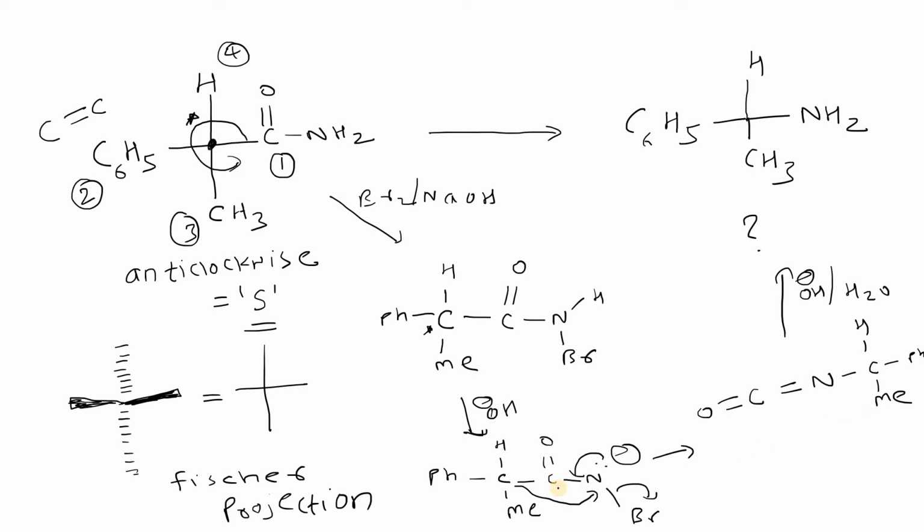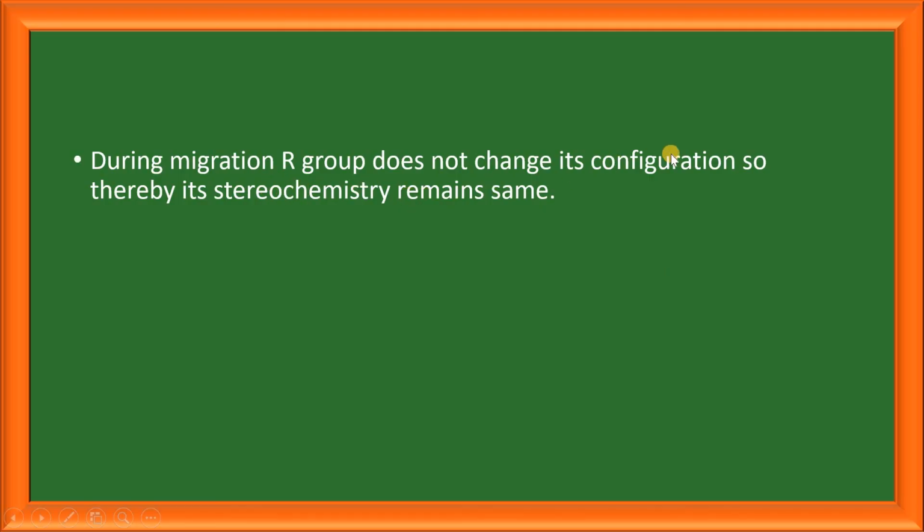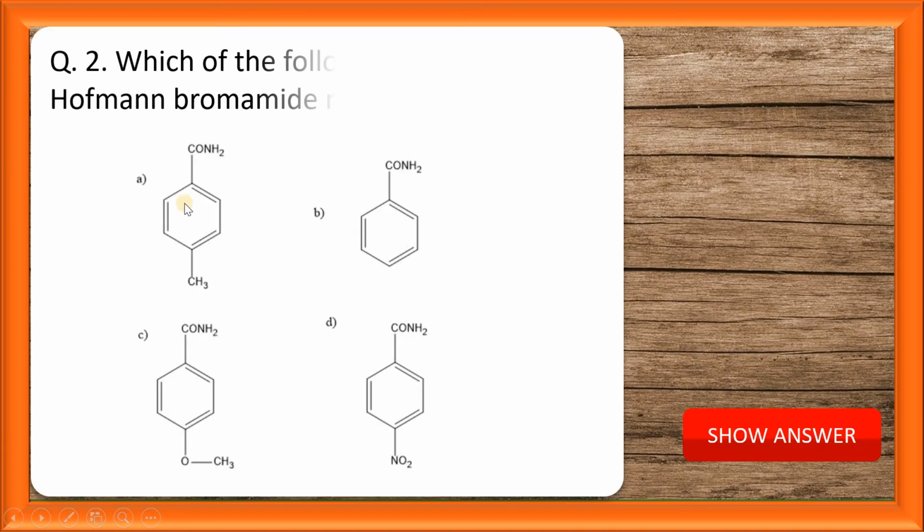So students, remember that this carbon has S configuration. Even when it moves, its configuration remains the same. Alkyl groups move with the same configuration, so its configuration will not change. So finally we get the S amine. That is a very, very important point. The stereochemistry of the corresponding amine is S. That is why option number A is the correct answer. During migration, the R group does not change its configuration, so its stereochemistry will remain the same. Correct? Let's move to the second question.